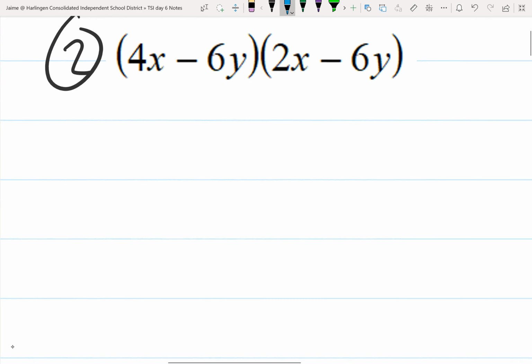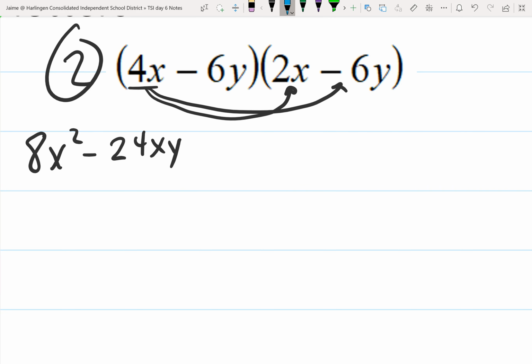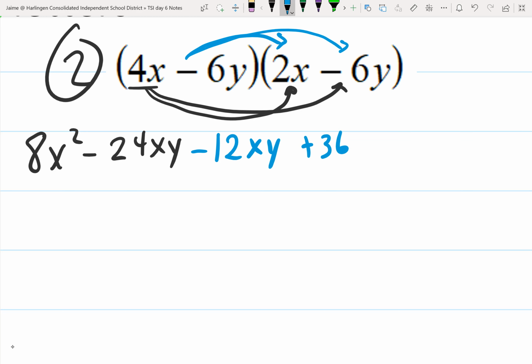Number 2. 4x times 2x, well, that will give me an 8x squared. 4x times a negative 6, well, 4 times negative 6 is negative 24. X times y is xy. Negative 6 times 2, that would be negative 12. Y times x is xy, because we write it in alphabetical order. And then negative 6 times a negative 6, that's positive 36. And then y times y is y squared.